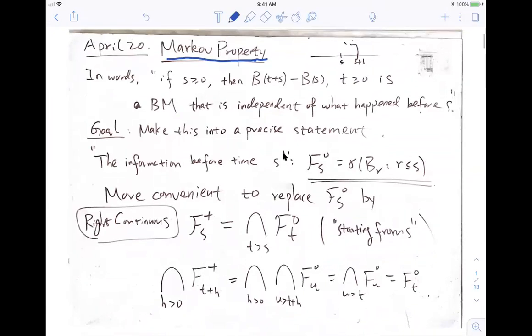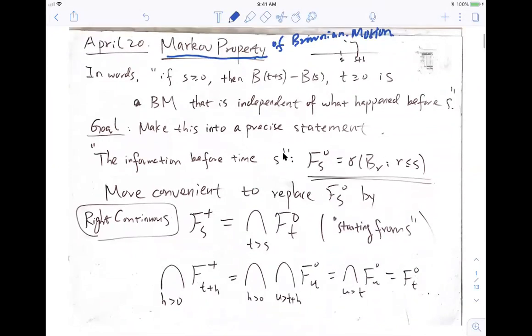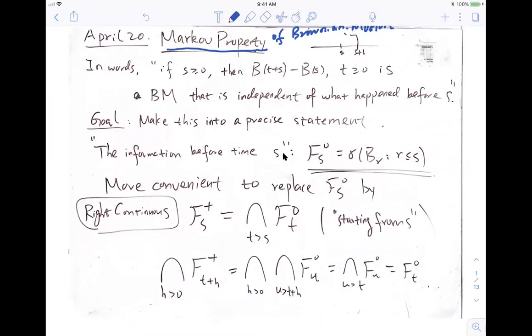So we want to study the Markov property of Brownian motion. Intuitively, this is easier. By independence, we know, right?